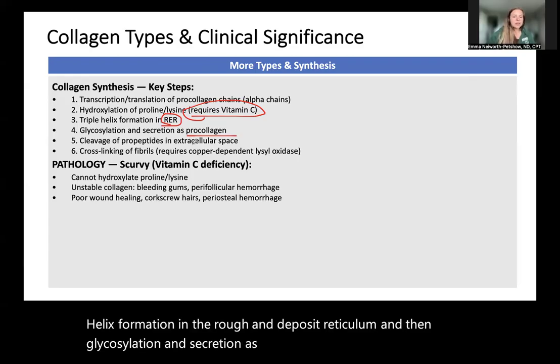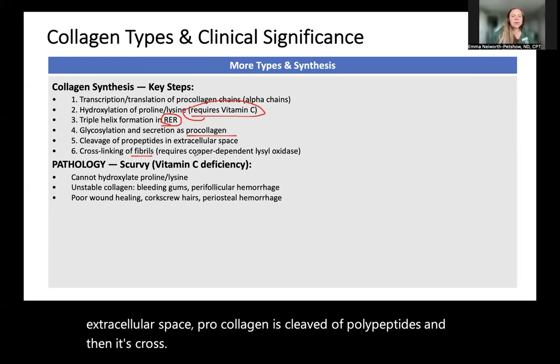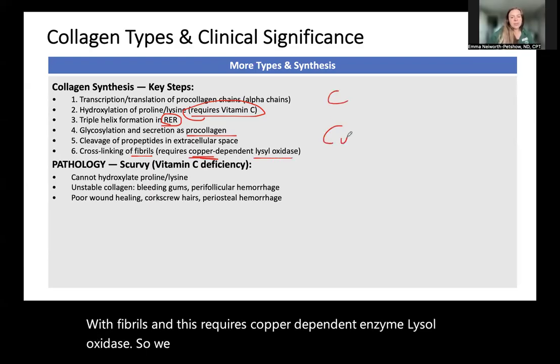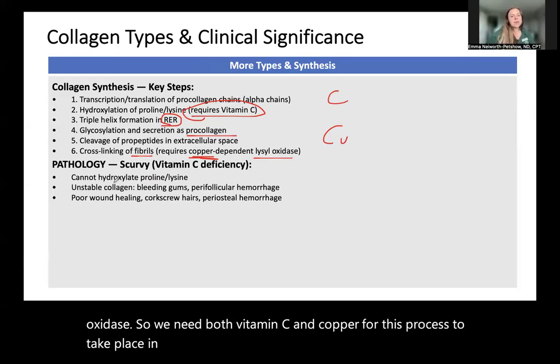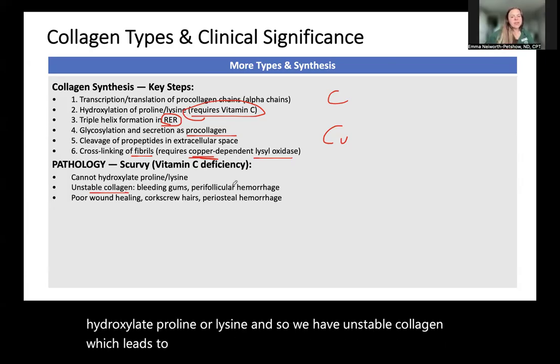From here, in the extracellular space, procollagen is cleaved of polypeptides, and then it's cross-linked with fibrils, and this requires the copper-dependent enzyme lysyl oxidase. So we need both vitamin C and copper for this process to take place. In scurvy, vitamin C deficiency, we're unable to hydroxylate proline or lysine, and so we have unstable collagen, which leads to bleeding gums, perifollicular hemorrhage, poor wound healing, etc.